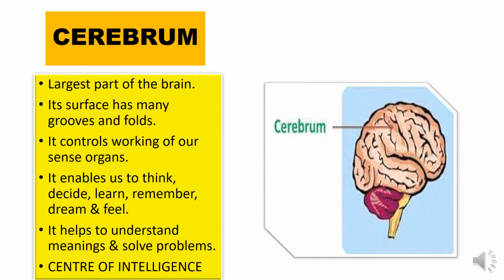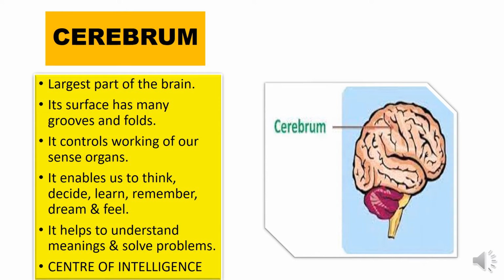So basically the structure of the brain looks like this, which is visible on your screen, and the major part of the brain is the cerebrum. It is the largest part of the brain. Its surface has many grooves. You can see in the picture that the surface is not smooth. It has many grooves and folds. But what is the function of cerebrum? It controls the working of our sense organs. It is the part that enables us to think, decide, learn, remember, dream and feel.